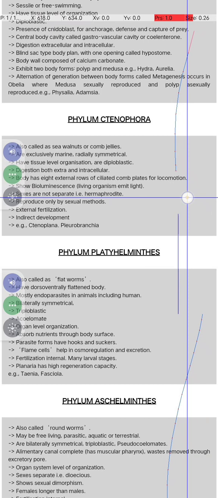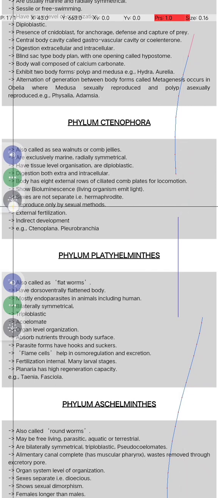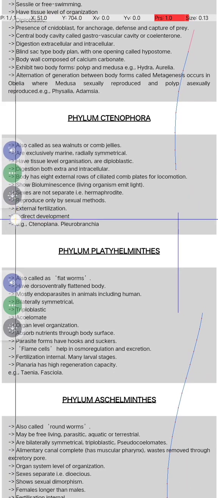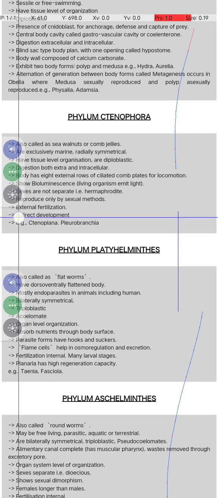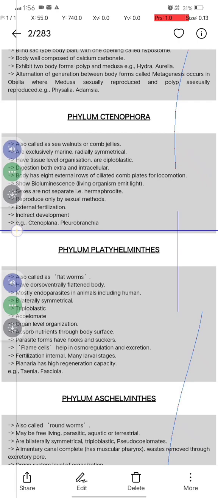Sexes are not separate, that is, hermaphrodite, and reproduce only by the sexual method. External fertilization and indirect development. Examples: Ctenoplana and Pleurobrachia.